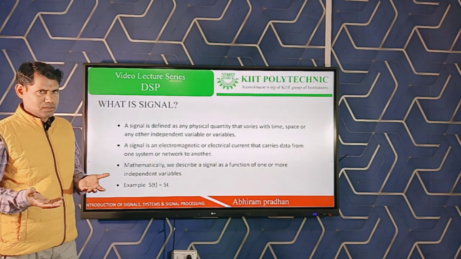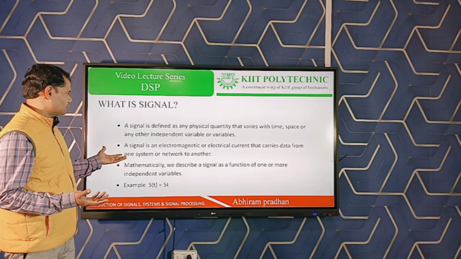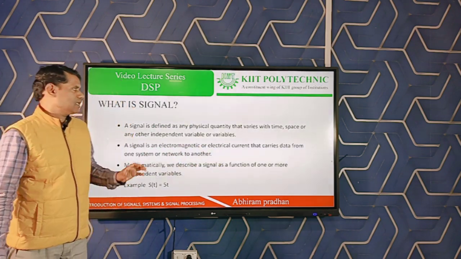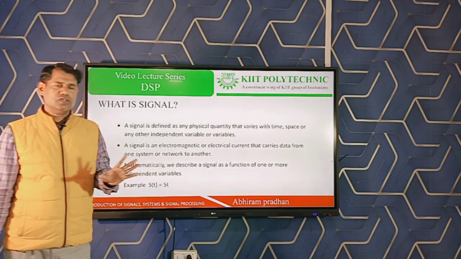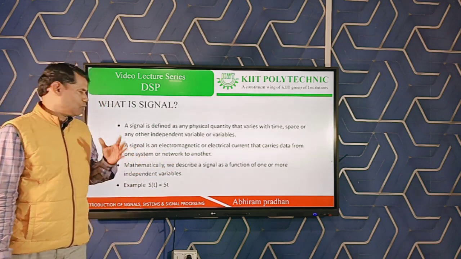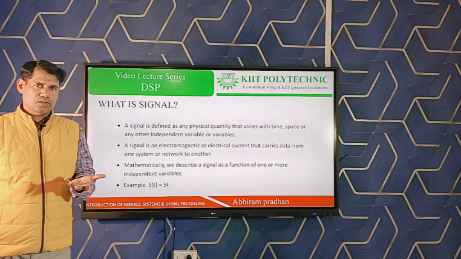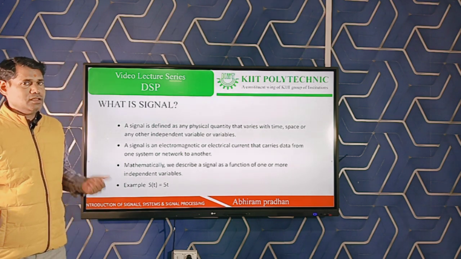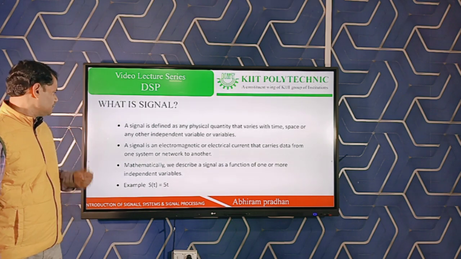From an electronics point of view, we can also say a signal is an electromagnetic or electrical current that carries data from one system or network to another system or network. That is also called, in definition, a digital signal or signal.